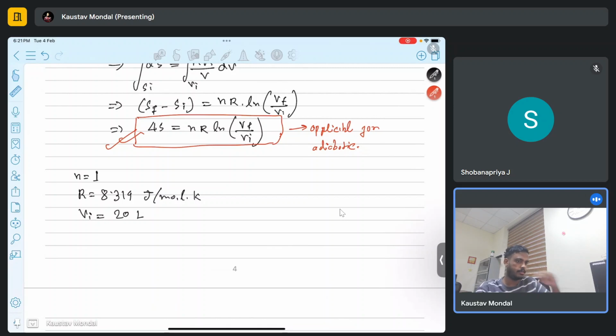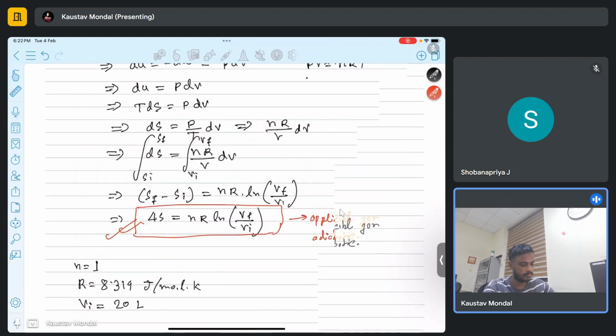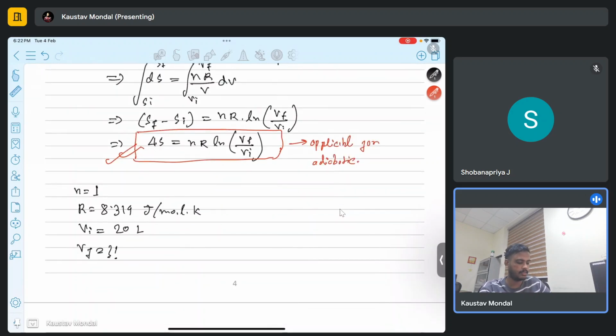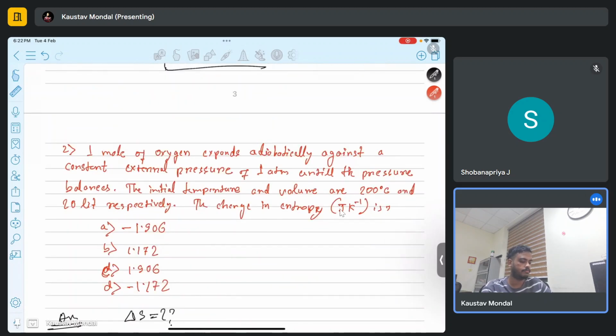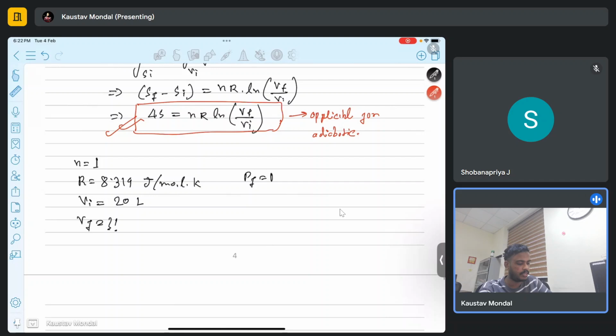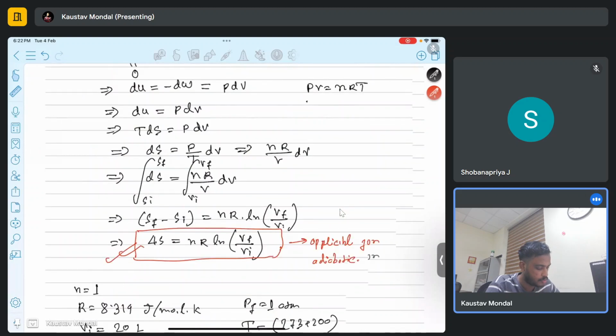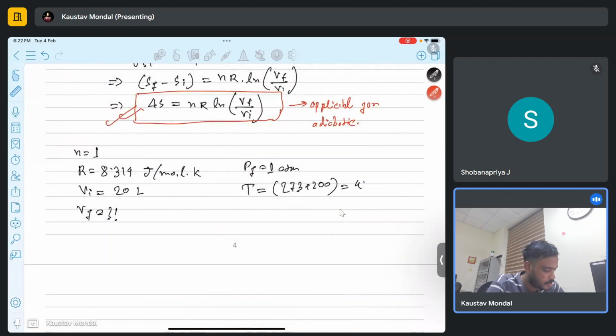But Vf is not given actually. Since in the final step we know the pressure Pf would be 1 atm, and the temperature will be 273 plus 200. The temperature is given as 200 degrees centigrade, so we have to write it in Kelvin, right? So that would be 473 Kelvin. So this will be the Tf also. Although Vf is not given here, using this Pf and Tf and using the ideal gas equation, you can calculate the Vf, right?